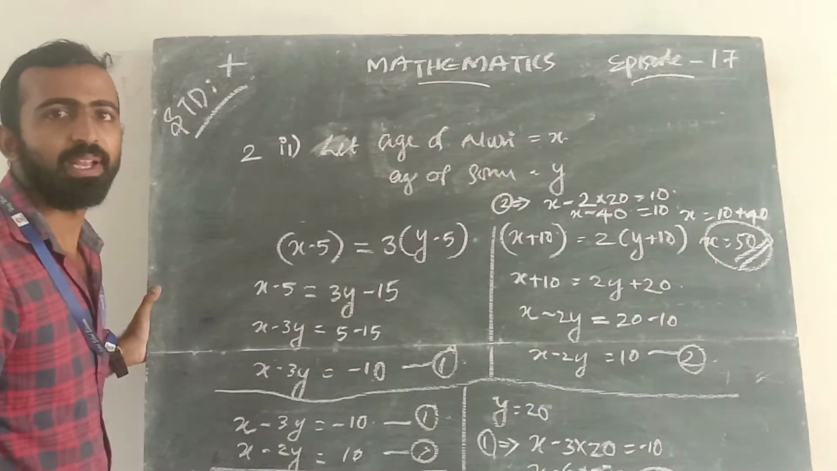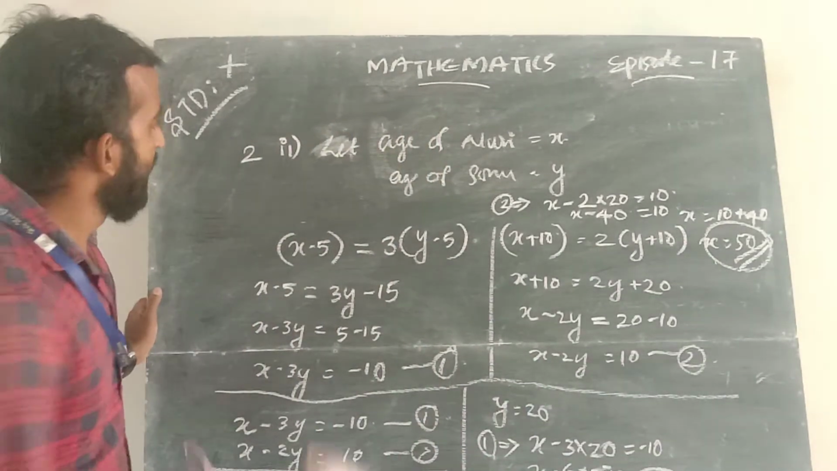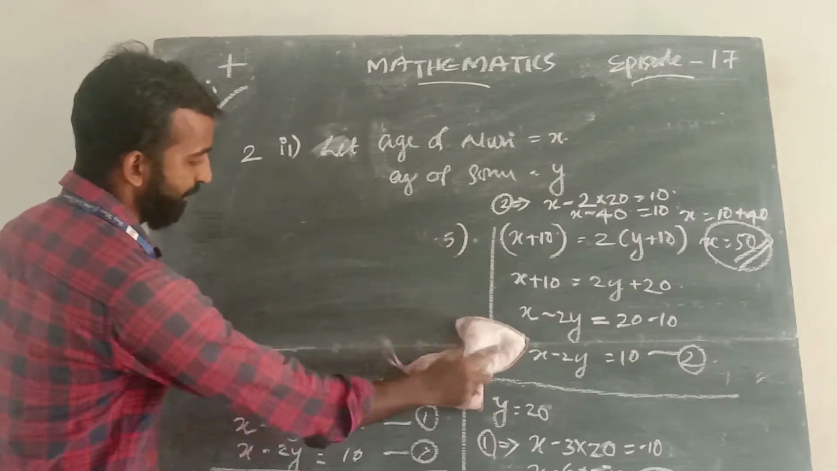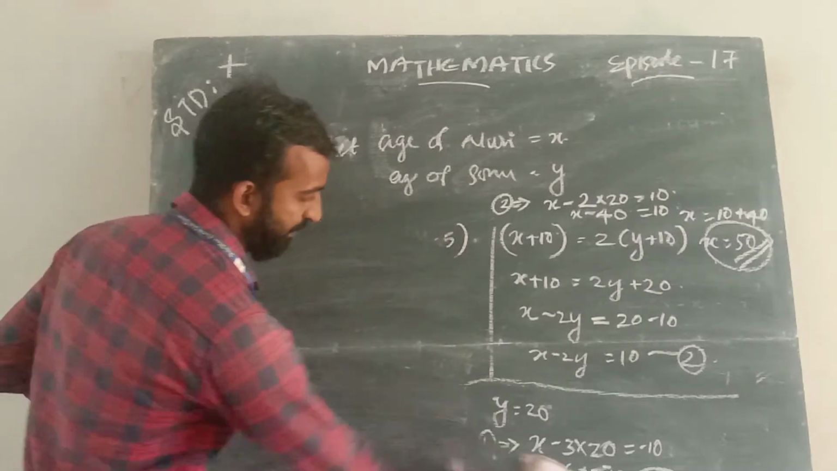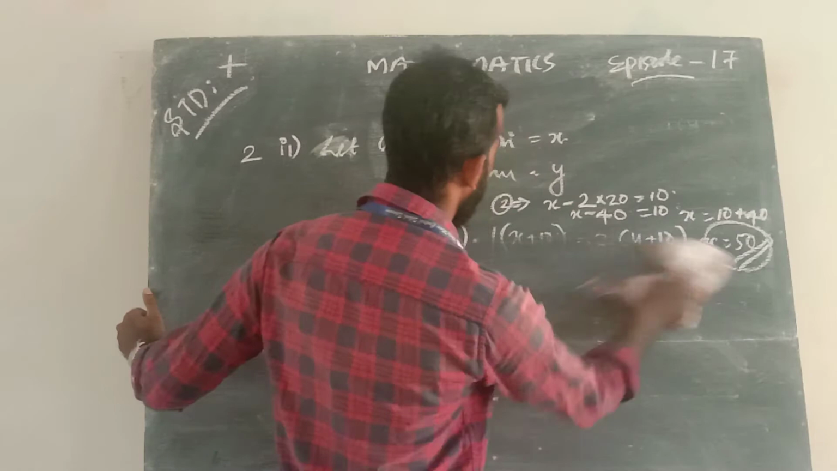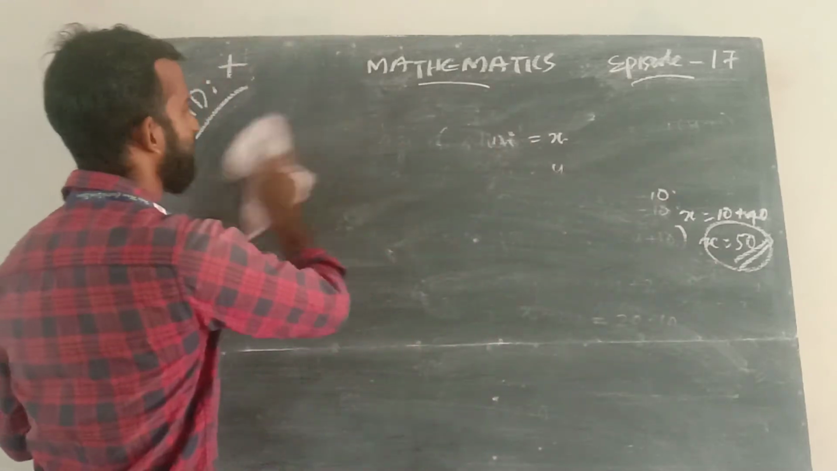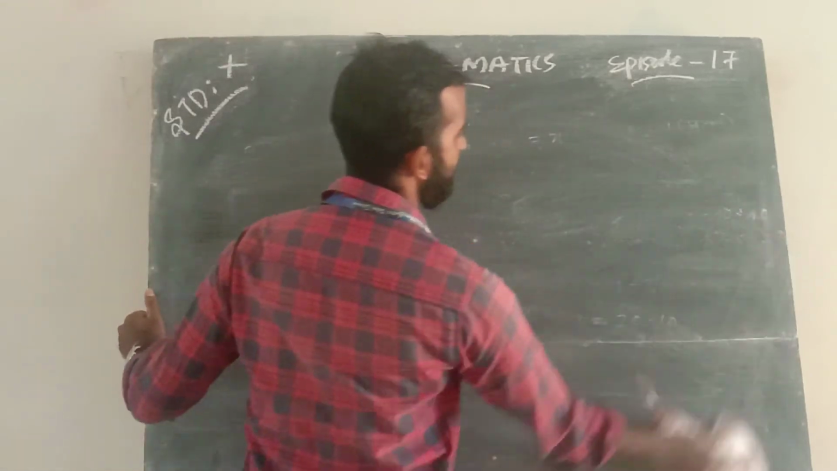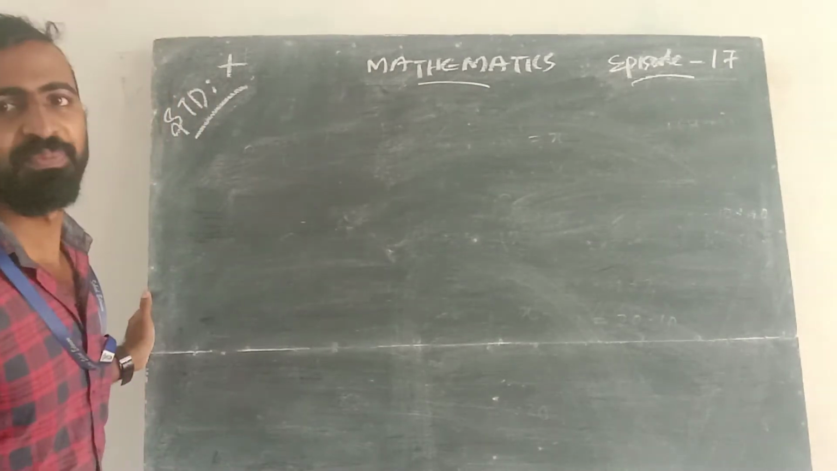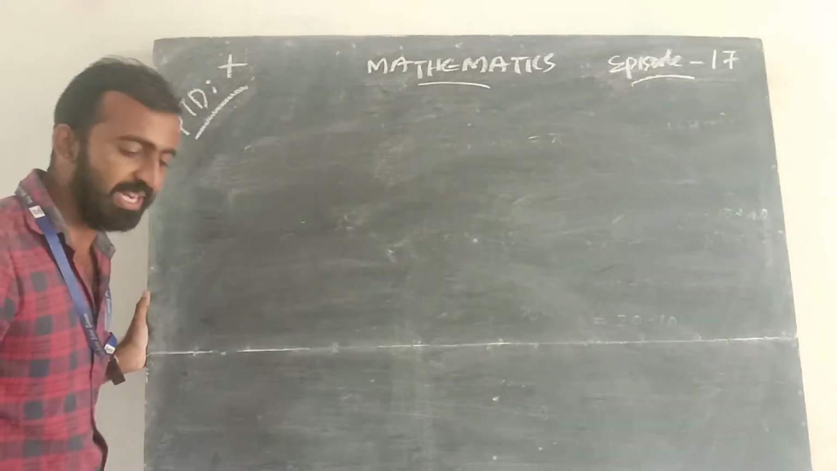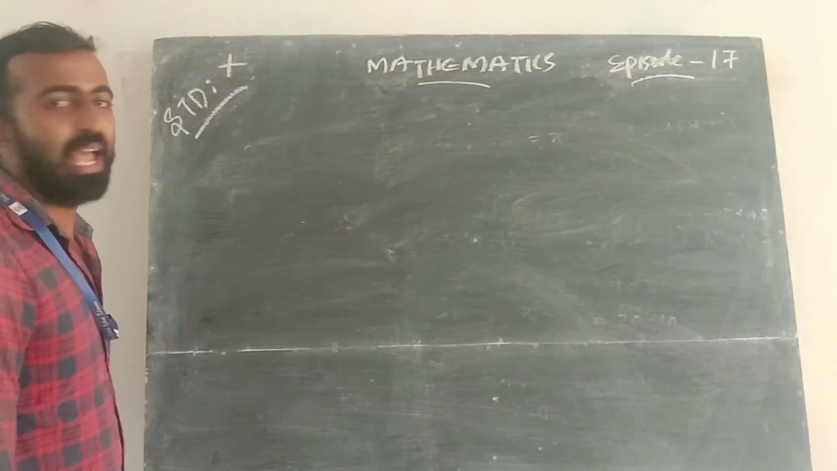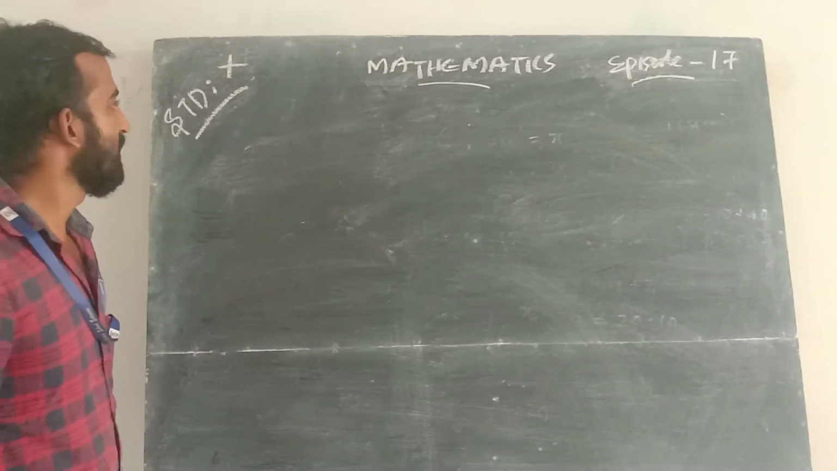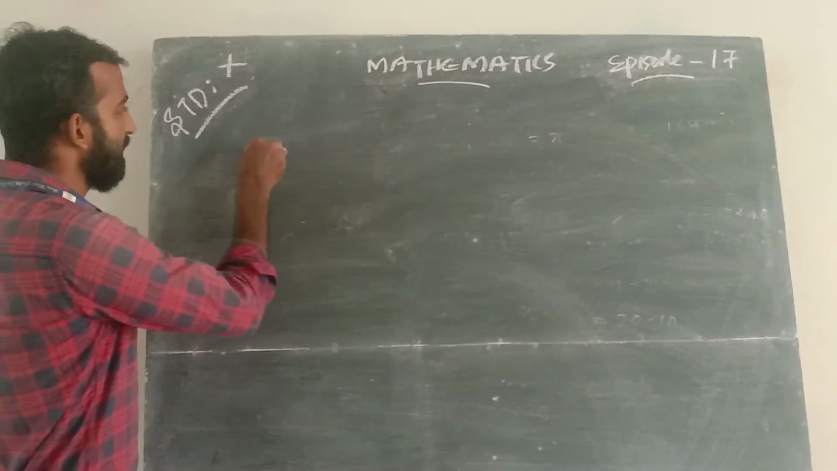So then what is the age of Nuri? x is 50 and y is 20. All conditions are satisfied. And now the second question, third part.